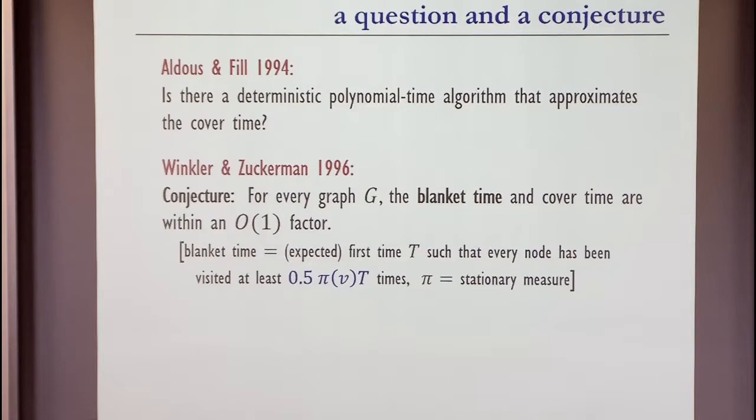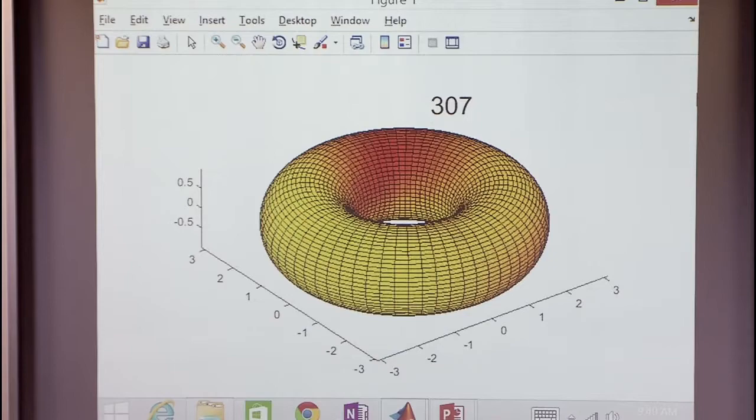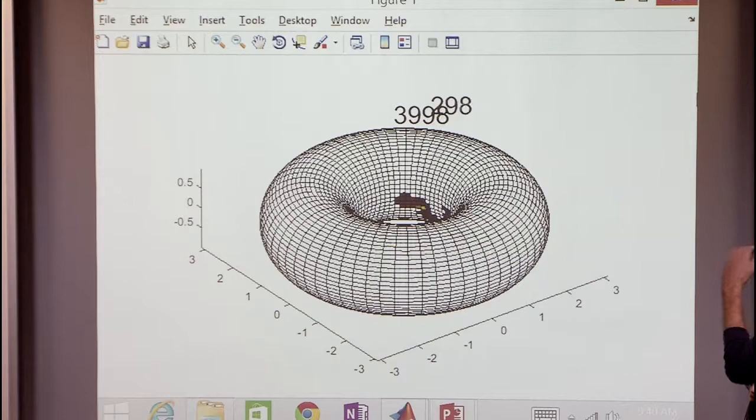So at this point, I wanted to give a demonstration. There's some kind of scaling issue, which is why these numbers are on top of each other. Okay, so here we're just watching the random walk cover the torus.